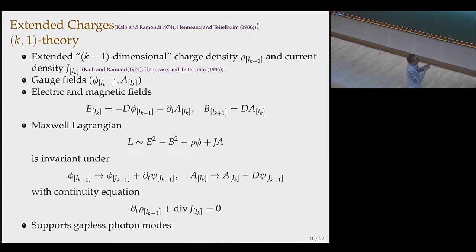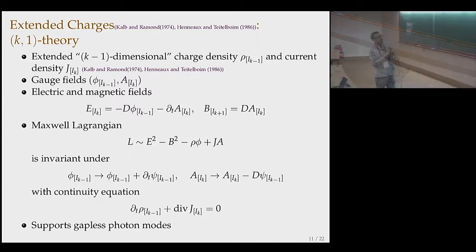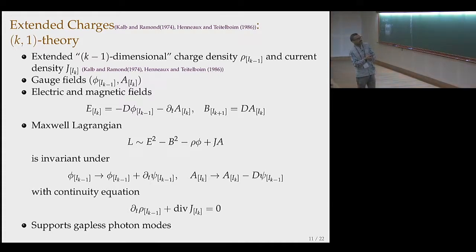And the current will be a k-form. The gauge fields pick up the same structure as these. And you write out exactly the same kind of Maxwell action with this sort of definition for the electric field and this sort of definition for the magnetic field. You can show that you will recover exactly similar looking things as what you would get from electromagnetism. So what you will see is that the time derivative of the k minus 1 form charge density is the divergence of the current density. And this theory also supports gapless photon modes.